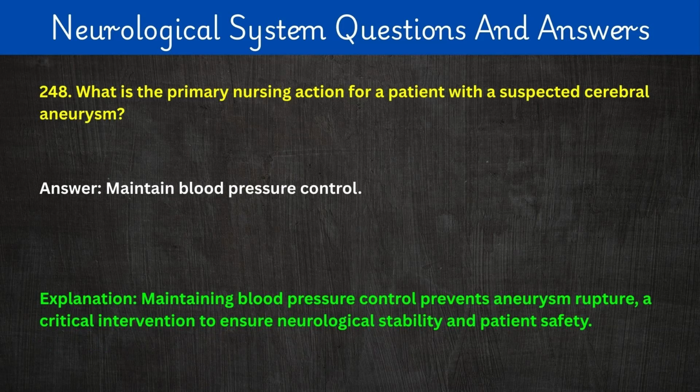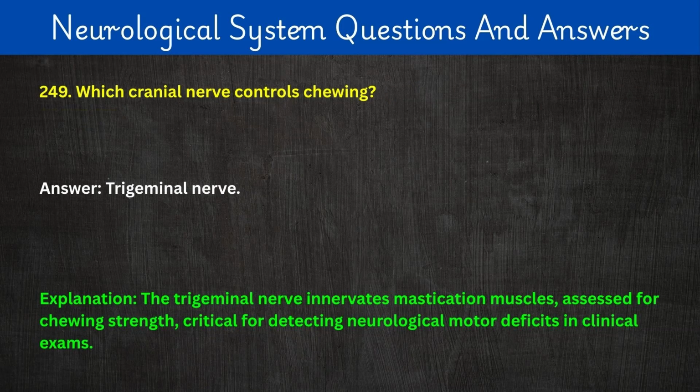248. What is the primary nursing action for a patient with a suspected cerebral aneurysm? Answer: maintain blood pressure control. Explanation: maintaining blood pressure control prevents aneurysm rupture, a critical intervention to ensure neurological stability and patient safety. 249. Which cranial nerve controls chewing? Answer: trigeminal nerve. Explanation: the trigeminal nerve innervates mastication muscles, assessed for chewing strength, critical for detecting neurological motor deficits in clinical exams.